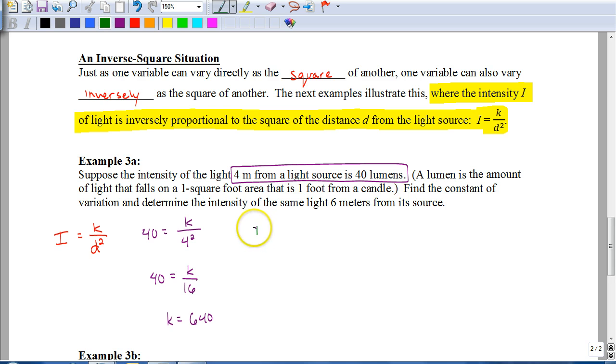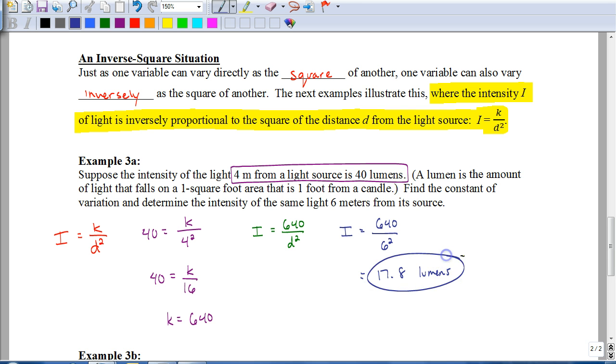Next, I come up with my specific equation. This is for just this scenario, so it's not always going to be this for other problems dealing with light intensity. It's just for this one. So our specific equation, or the variation equation, would be 640 divided by d squared. So now all I have to do is put a value in for d. So I would take 640 divided by 6 squared, or 36, which gives me 17.8 lumens. That would be my answer.